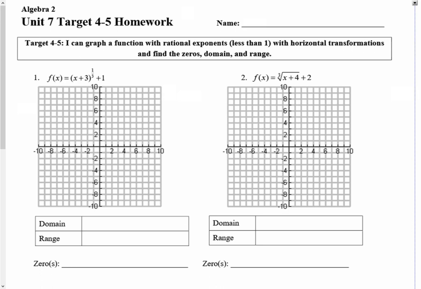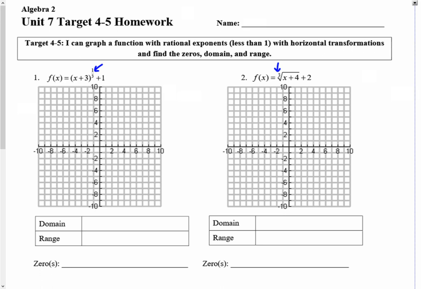Today I'm going to go over the homework for targets 4 and 5, which is our graphing the cube root functions, finding their domain, range, and zeros. The first thing we need to be able to recognize is why it's a cube root function, because that's not always going to be told to you in words. So remember, if we have that 1/3 exponent, or if we have that 3 inside of the root, that tells us that it has to be a cube root function.